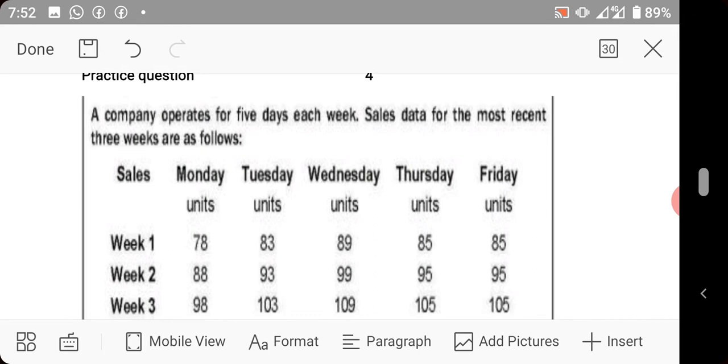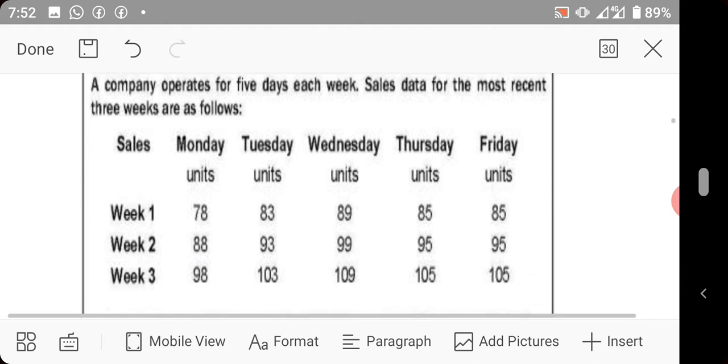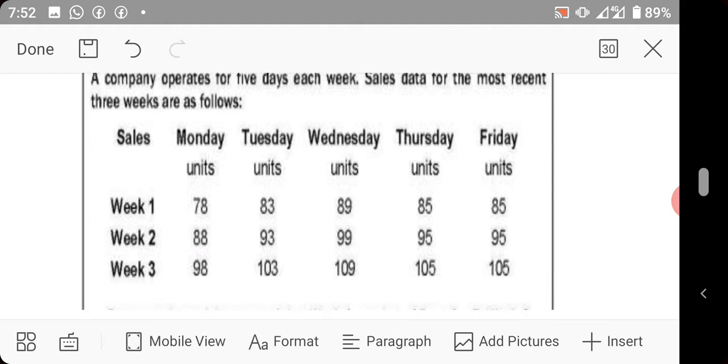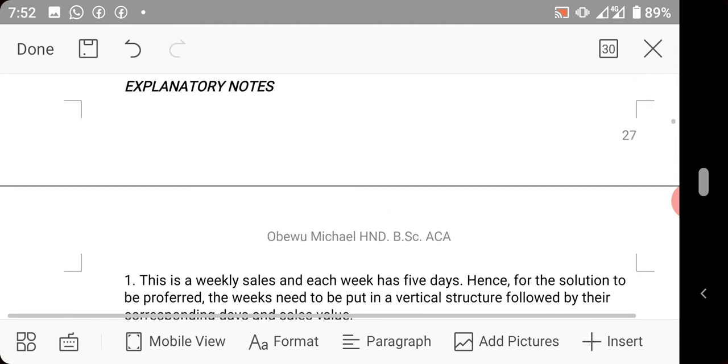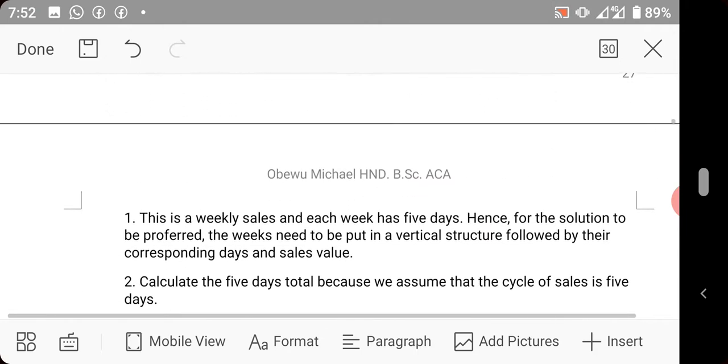The company operates for 5 days each week. Sales data for the most recent 3 weeks are as follows. See, so for the 3 weeks, they operate each day 5 days. So week 1, you can see Monday, Tuesday, Wednesday, Thursday, Friday. So we now have week 1: 78, 83, 89, 85, 85. Then week 2, they also gave us. Week 3, they gave us. They now said we should determine the moving average.